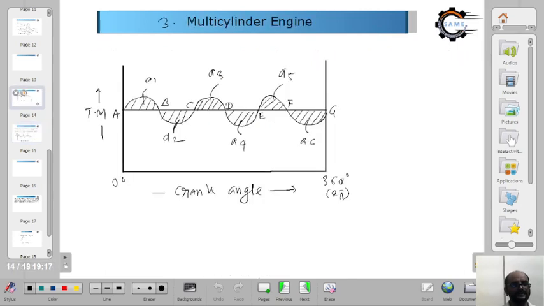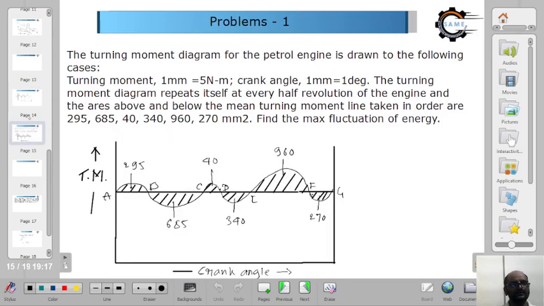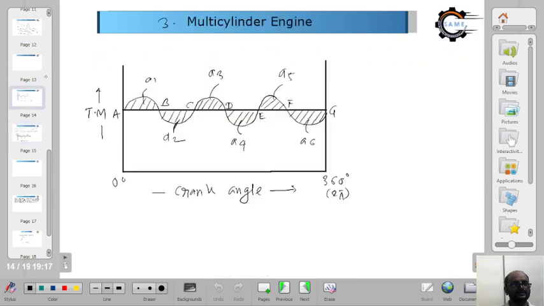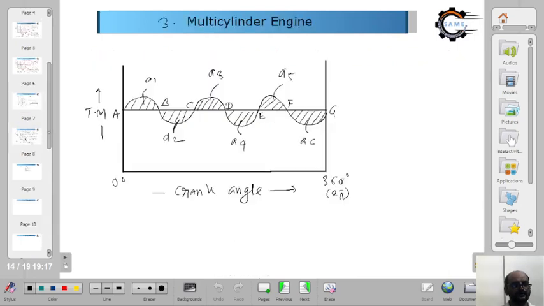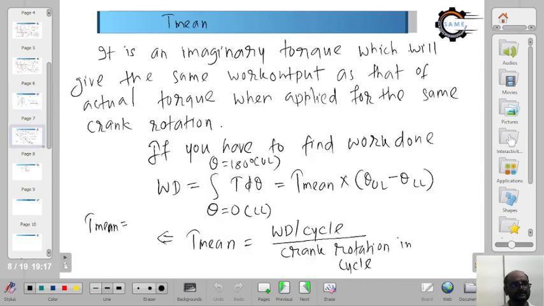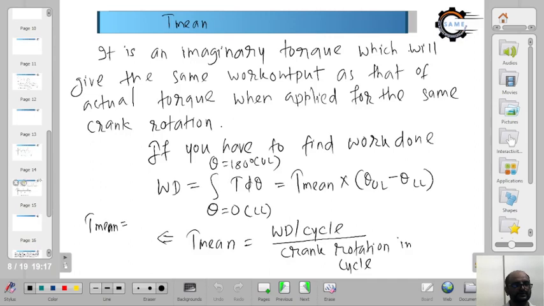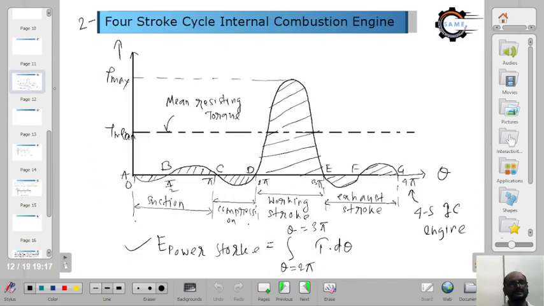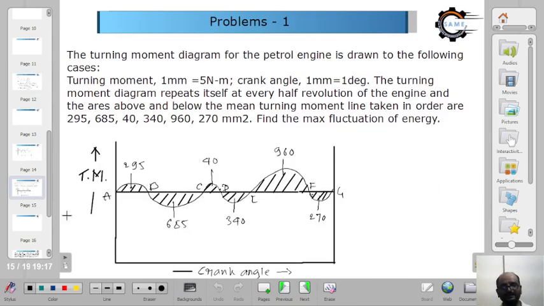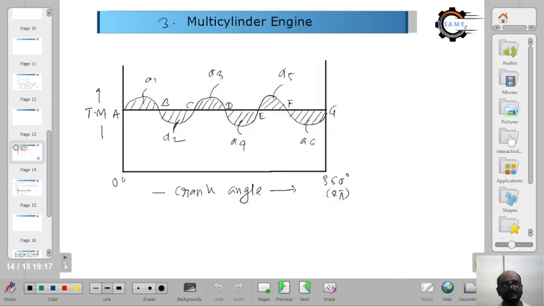See, in the four-stroke engine, this is the next. Where is that slide? Let me check where that slide has gone. Yes, here it is. See, in the four-stroke engine, this is how the variation of the torque with respect to theta we are getting. But in the multi-cylinder engine, this is how it is reduced. Here it is like this, the variation is less.